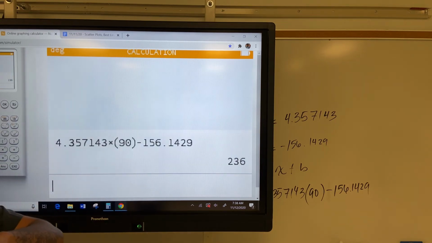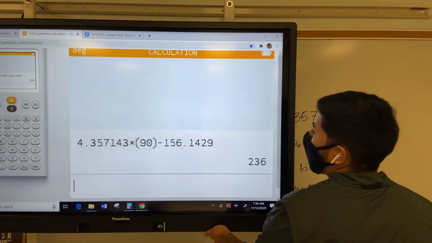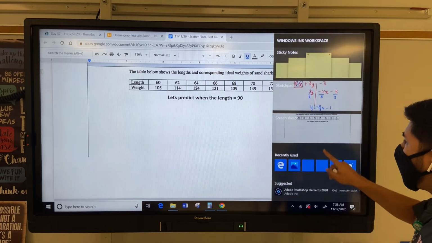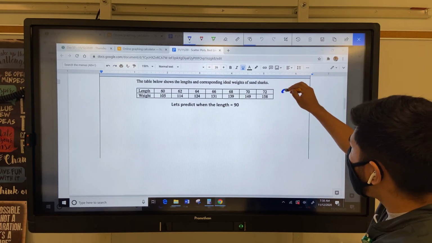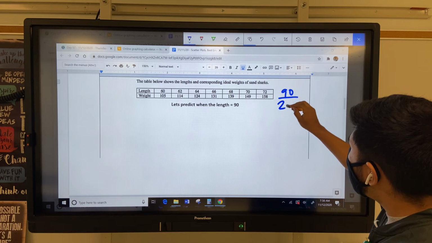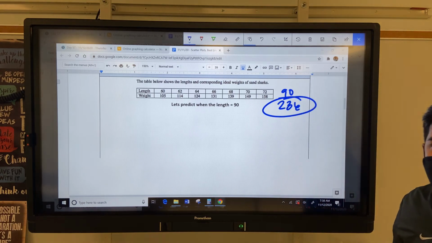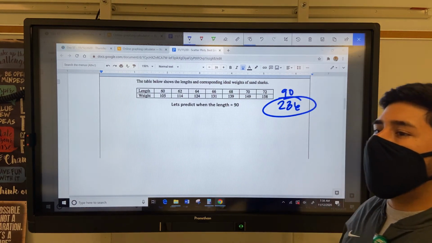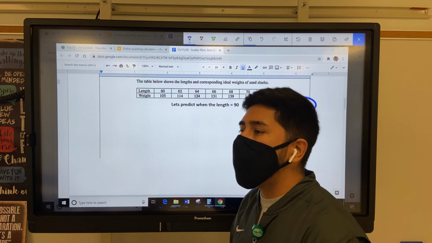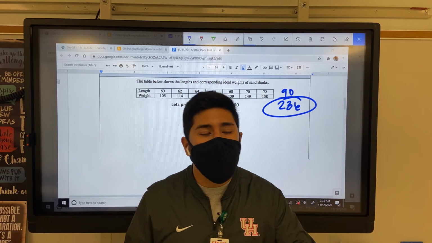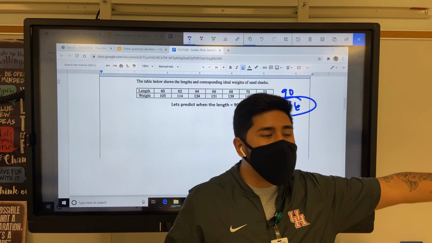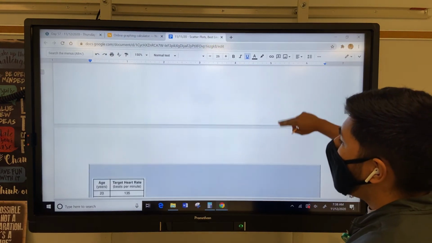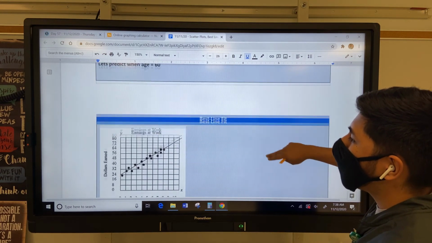Okay, and that shark should be 236 pounds. That's a humongous shark, ladies and gentlemen. So when this shark is 90 pounds, that means it's 236. Cool? So we're predicting, you could say the future in some way. We're predicting like, hey, if I'm given a table of values, I can get an equation and say, oh, I might be able to know this with this information. It's pretty interesting if you're into that kind of stuff. You could try that one on your own.